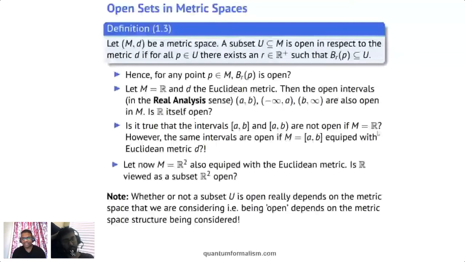So this is just to see that if you change the underlying metric, the environment, the subsets might not be open. So in this case here, I can say this is not open, whereas with this one, the same intervals are open.